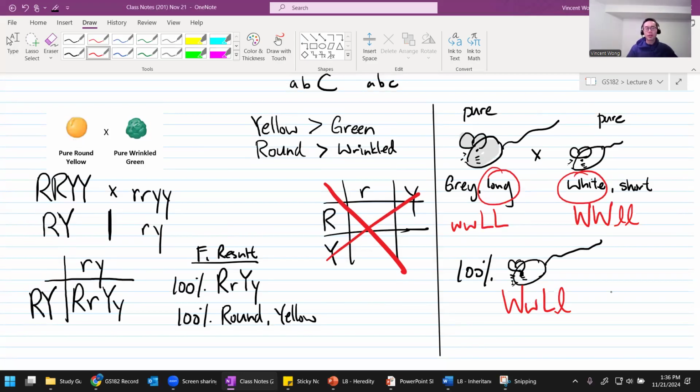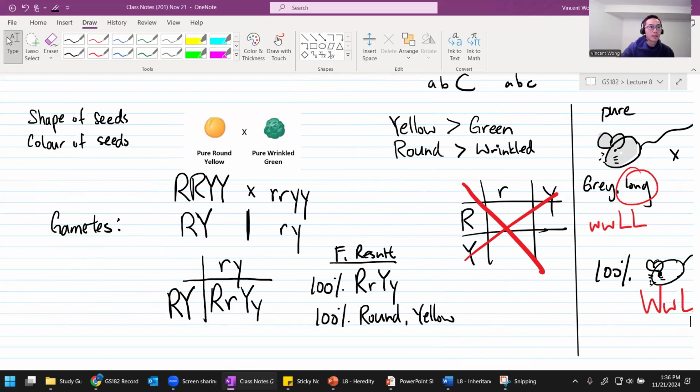Sometimes in a question, I will not tell you which one is dominant and which one is recessive. But then I will say two pure individuals were bred, and 100% of the F1 is white and long tail. And based on that description, you have to know white is dominant and long tail is dominant. Okay.